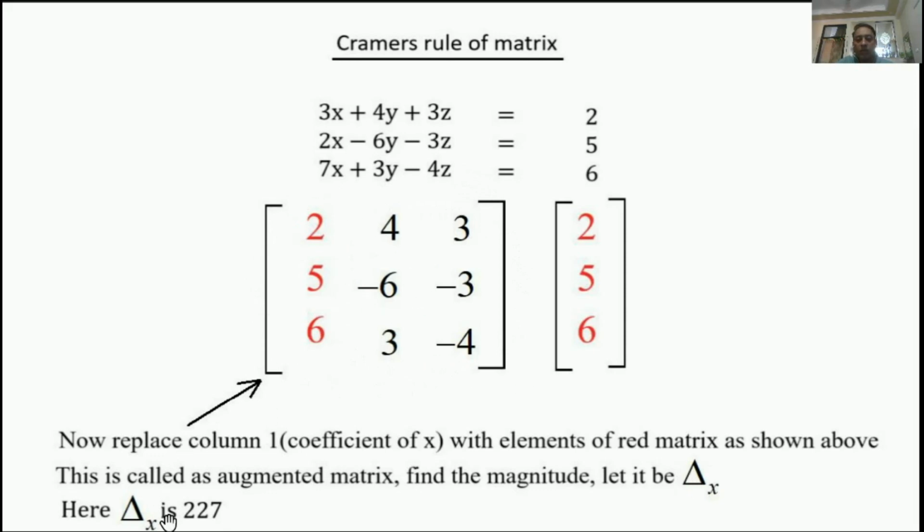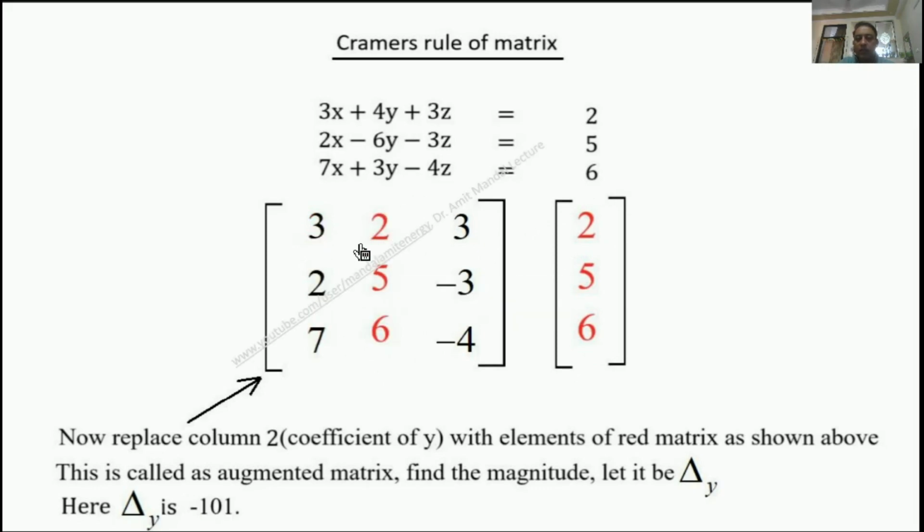After finding the magnitude, I have found that del x is equal to 227. Next, do the same job with the second column, replacing the coefficients of y with the right hand side matrix 2, 5, 6. Okay, so here it is. Now find the magnitude of this matrix. Let it be del y. Here I have found it, del y is equal to minus 101.